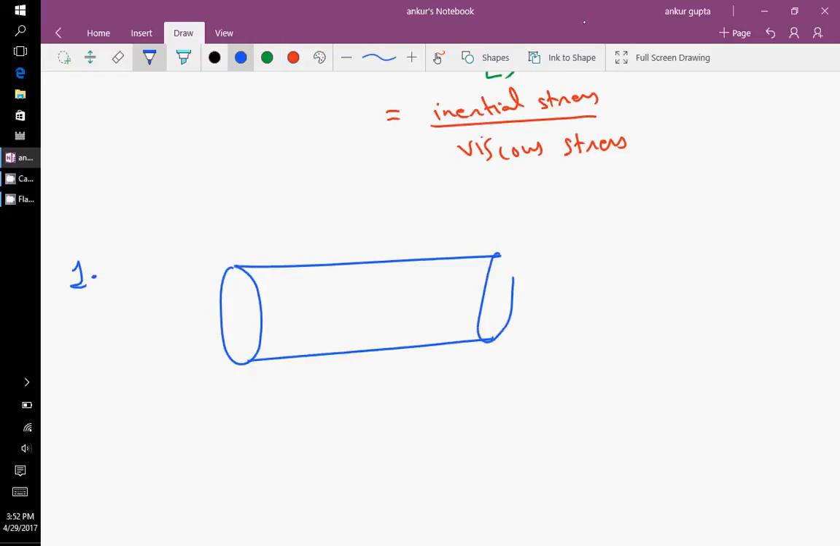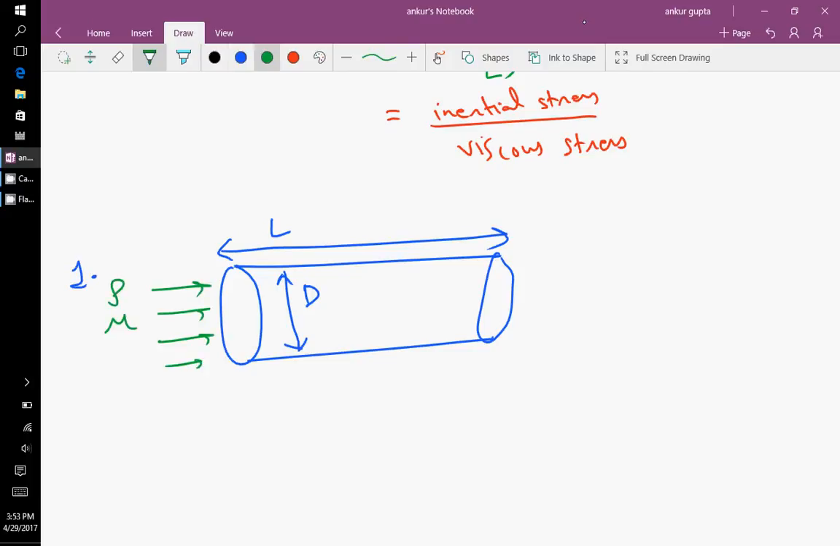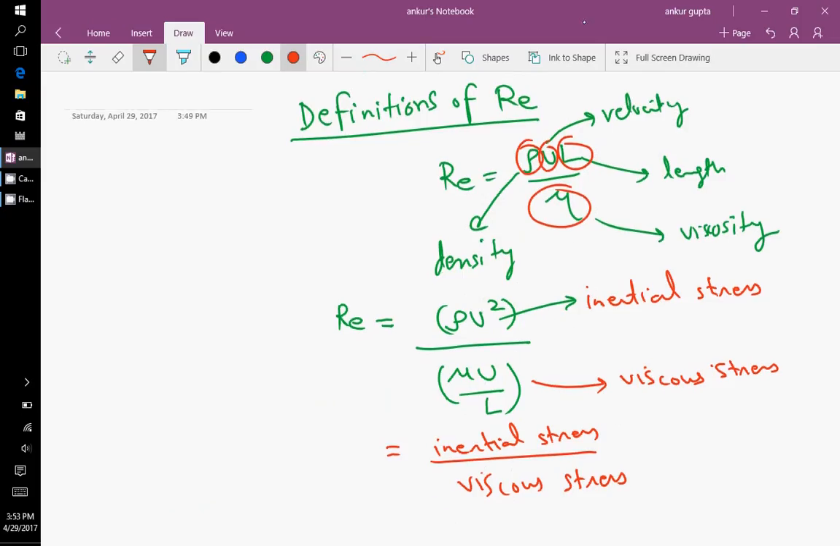So remember, the first case we discussed was pipe flow, where we had a length L, diameter D, and we were flowing a fluid of density rho, viscosity mu, and velocity u average. Now we have to define a Reynolds number. We know that density is rho and viscosity is mu, so this is pretty straightforward. We can just write rho here and mu here. What we need to now define is this velocity scale and length scale.